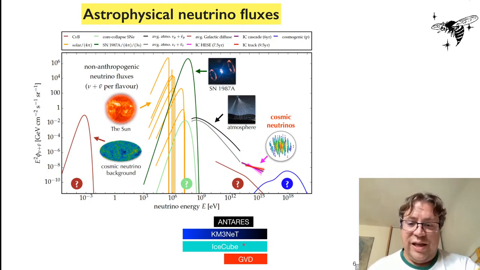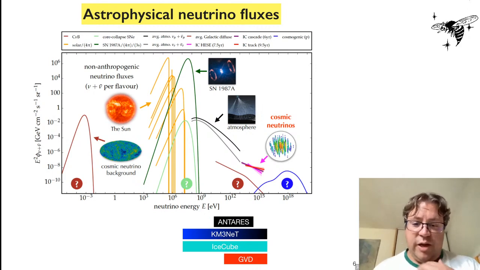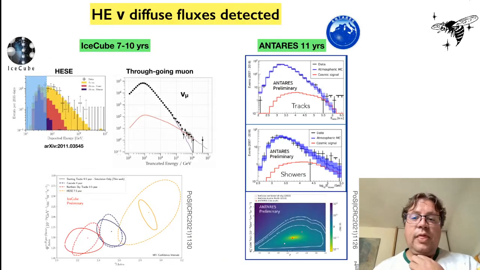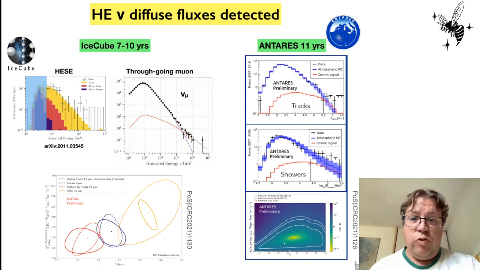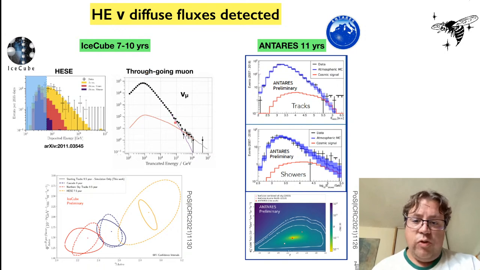And here you have the typical energy range where the current neutrino telescopes are available: Antares, KM3NeT, IceCube, and GVD in Lake Baikal. We have seen that there are some high energy neutrinos, and we have seen them show this influx. Here, for example, are the latest IceCube studies, where you see, for the through-going muons, a clear deviation from the background, where we see the contribution of the high energy part.